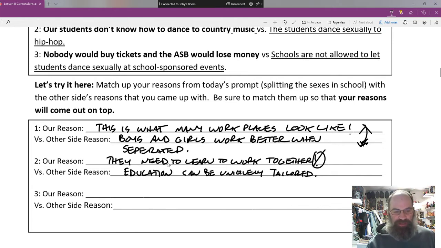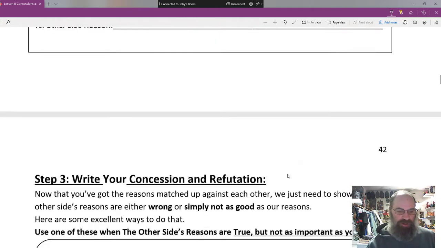You get the idea. So you're trying to match up your reasons. Their statement is they work better when separated versus this is what many workplaces look like. Many workplaces are co-ed, so that hardly matters. They need to learn to work together. Education can be uniquely tailored. Yes, but this is the more important lesson than individually tailoring. That's what you're trying to establish.